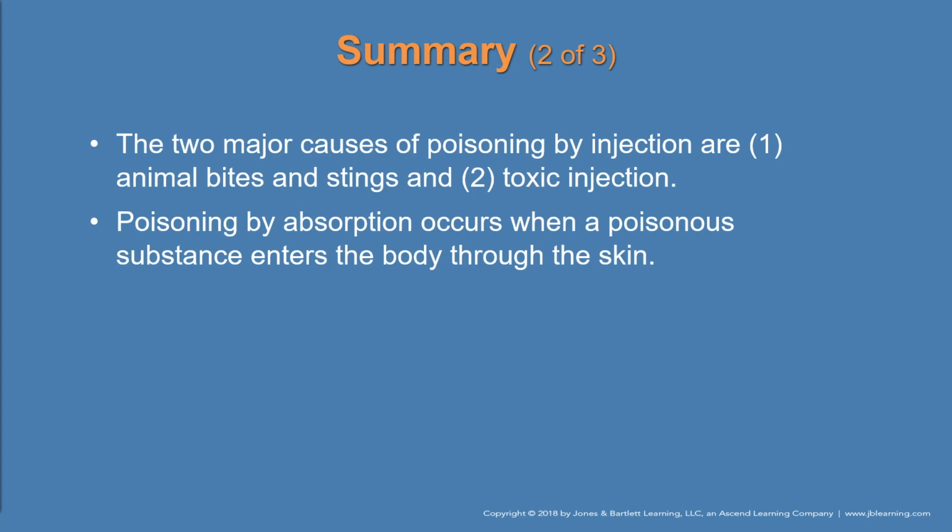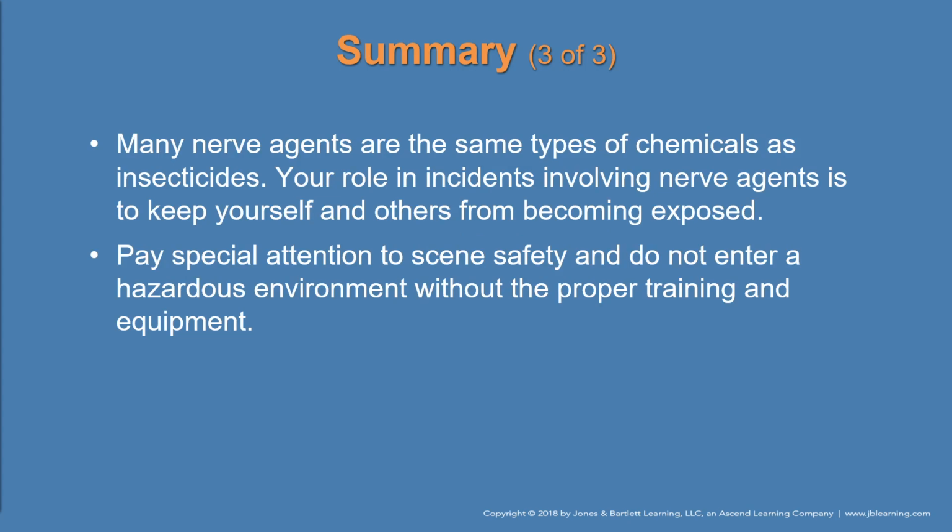Poisoning by absorption occurs when a poisonous substance enters through the skin. This is generally not a very common method of poisoning, since the skin is really good at what it does, which is keep stuff out. So, for example, you're not going to overdose on fentanyl if you touch some white powder. It just doesn't work like that. Chemically impossible. Many nerve agents are the same types of chemicals used in insecticides for agriculture. Fascinating stuff. It's important to pay special attention to scene safety and not enter a hazardous environment without the proper training. And then we talked about Narcan, which is a rapid reversal agent for the effects of opioid drugs on the central nervous system, and it should only be administered once you've done ABCs.